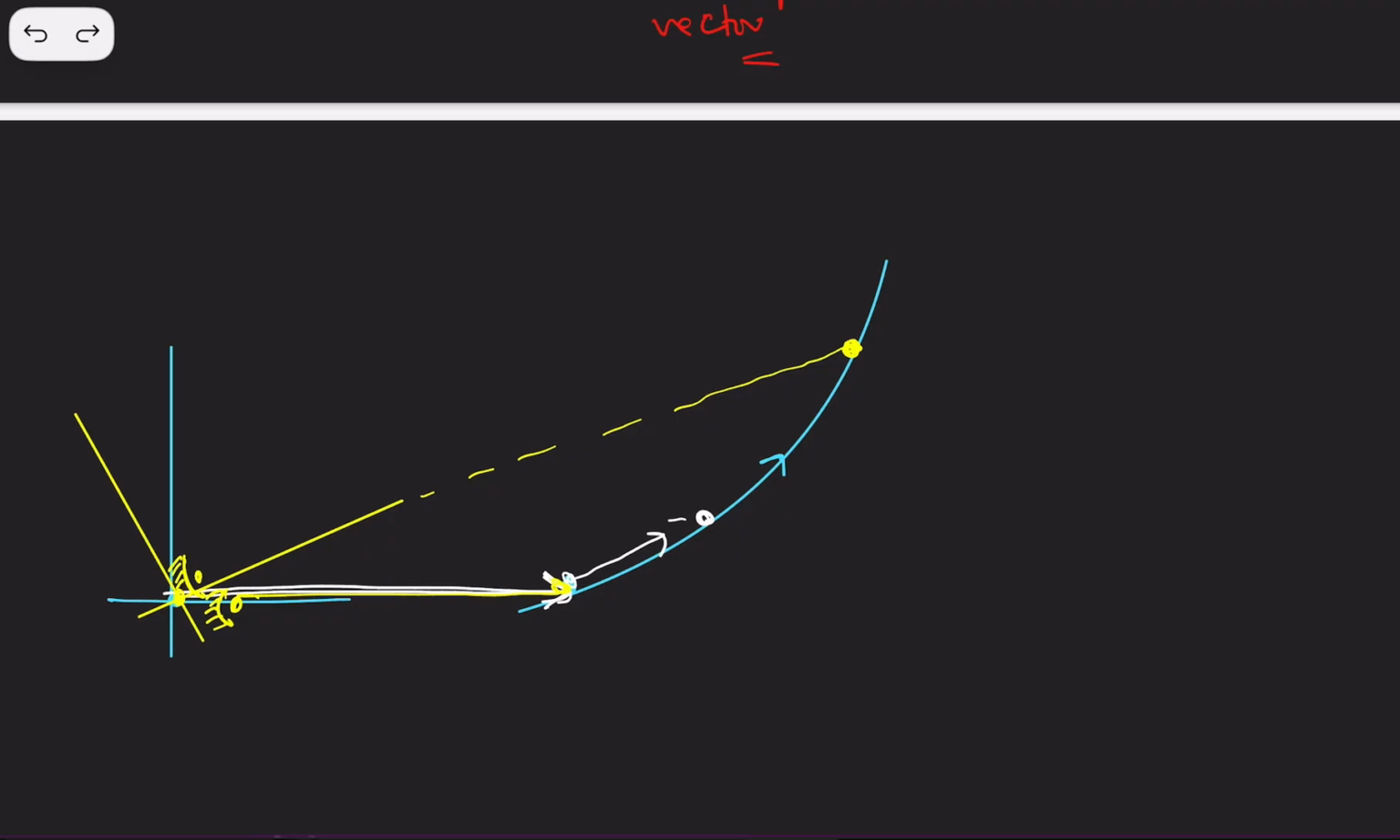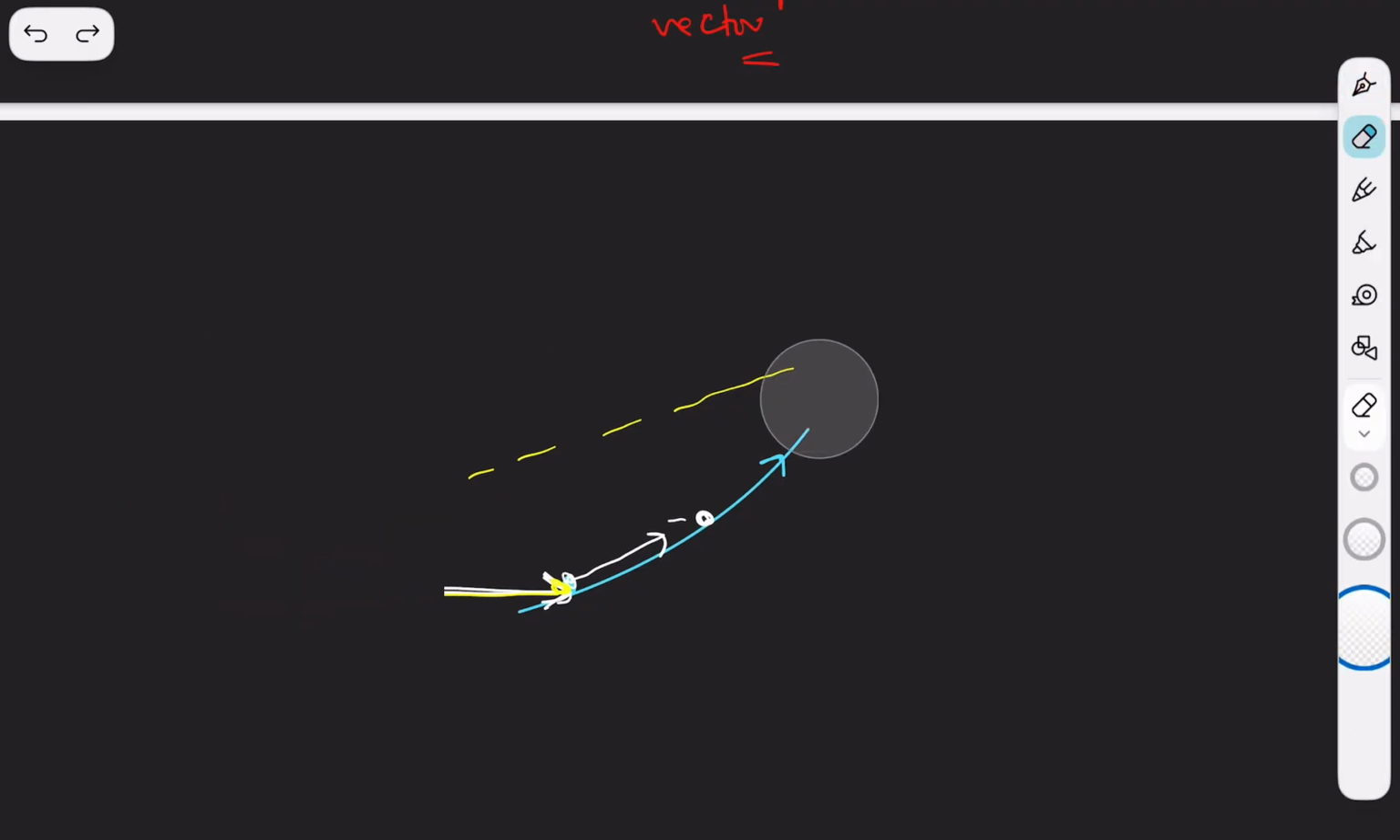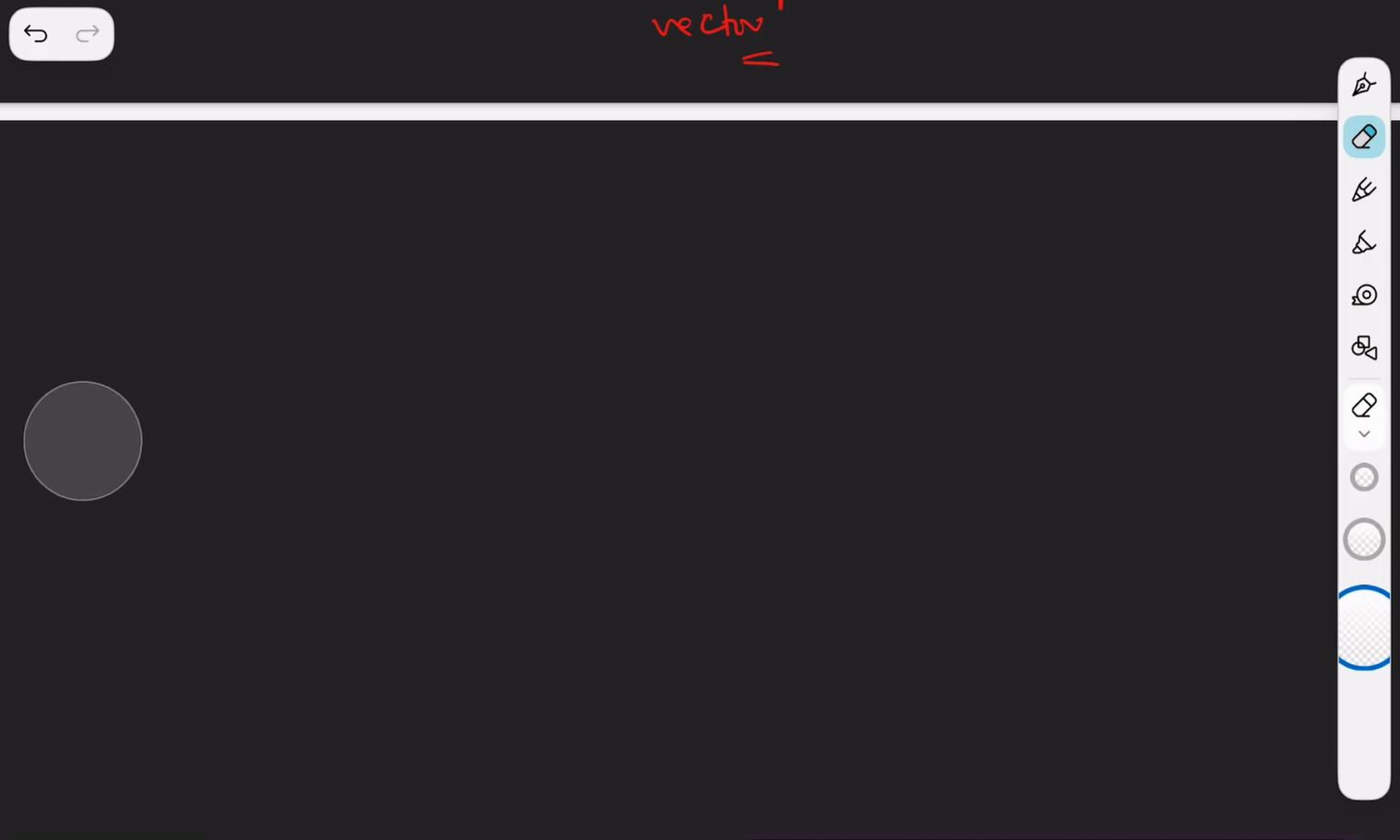And after that, in the next lecture, I'm going to cover this fictitious force part. Basically the pseudo force and everything. So that I'm going to cover in the next lecture. So for today, I think that would be it. I'm just putting the heading so that we will continue from here.